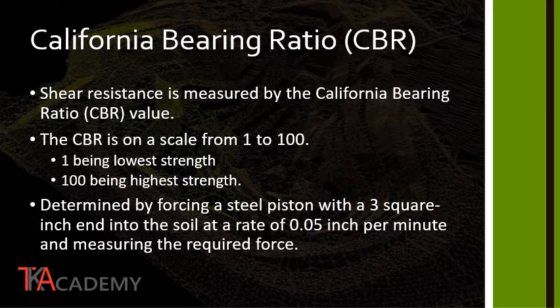The soil strength, or shear resistance, is measured by the California bearing ratio value. The California bearing ratio is a scale that goes from 1 to 100, 1 being the lowest strength and 100 being the highest strength. The method in which a California bearing ratio is determined is by forcing a steel piston with a 3 square inch head into a soil sample at a rate of 0.05 inches per minute and measuring the required force to penetrate that soil sample.